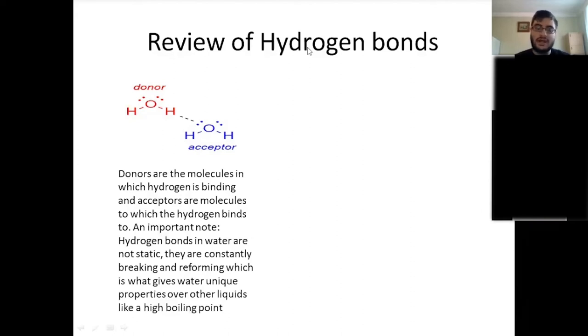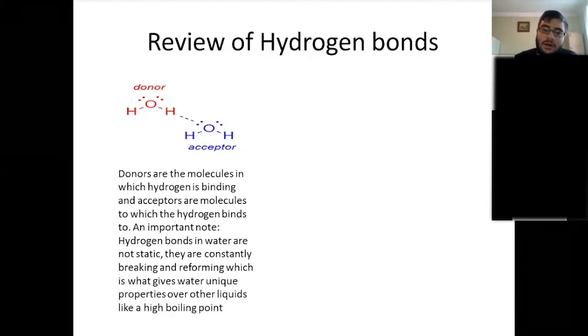They're not static like a solid, or like in methane. The covalent bond between the hydrogen and the oxygen in one water molecule is static. It doesn't move or change, and it doesn't break very often. So that's what static means. All right.